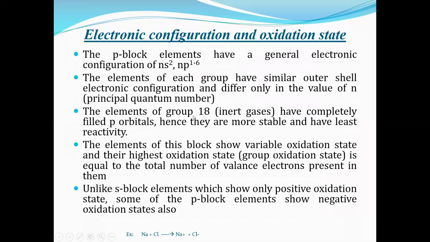The elements of group 18 we call the noble gases or the inert gases. In these, the p orbital is completely filled. The electrons are fully filled, so they are not involved in chemical reactions. So we call them inert gases. Hence they are more stable and have the least reactivity.